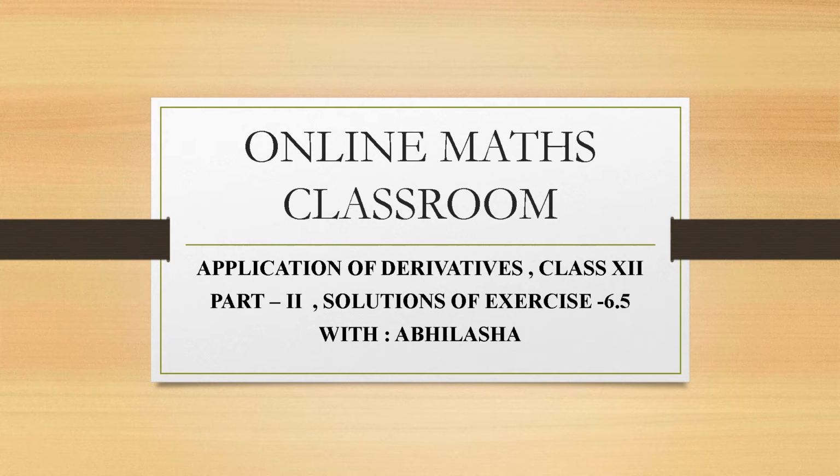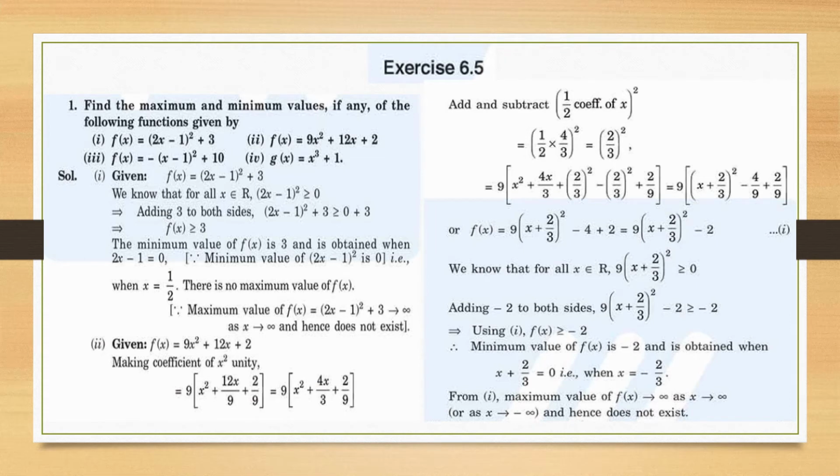Today we are going to take up exercise 6.5. So let us start with it. Question number 1 of your exercise 6.5 is: find the maximum and minimum values, if any, of the following functions given by.